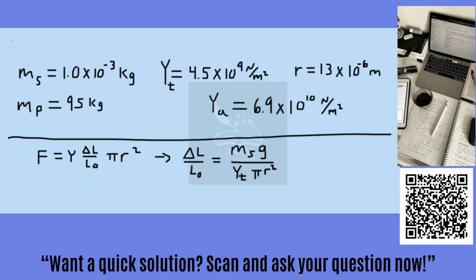Okay, for the human, we're going to consider the same strain amount. So delta L over L naught is going to be the exact same for the human. And the equation is going to be the same, but we need to replace it by the mass of the human, the Young's modulus for aluminum, and the new radius that we're trying to calculate. So we have the mass of the person, m sub p, times gravity, divided by y sub a, because it's aluminum, times pi r prime, the new radius squared, is equal to the mass of the spider times gravity divided by y sub t times pi r squared.